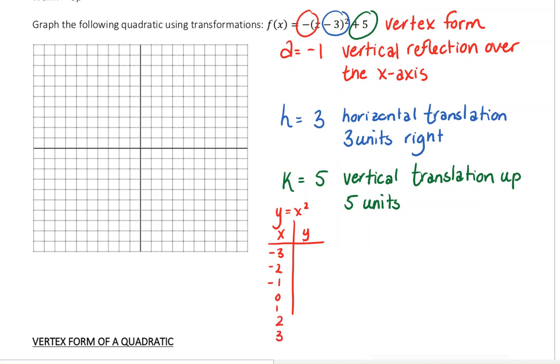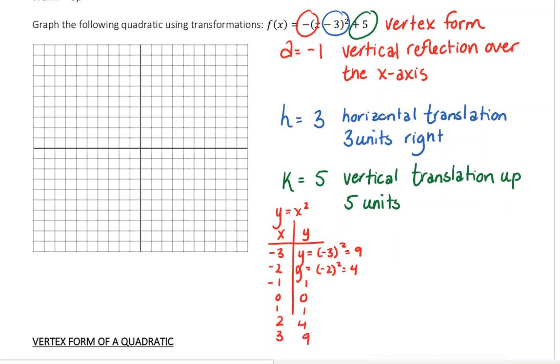And if you were to solve for y here for each of these values, you just simply plug that into your equation. -3 squared, well, that's 9. Here, -2 squared, that's 4, and so on. The rest of these values would follow some sort of pattern by doing the same thing, plugging that value of x into the equation and solving. So here's our base graph.